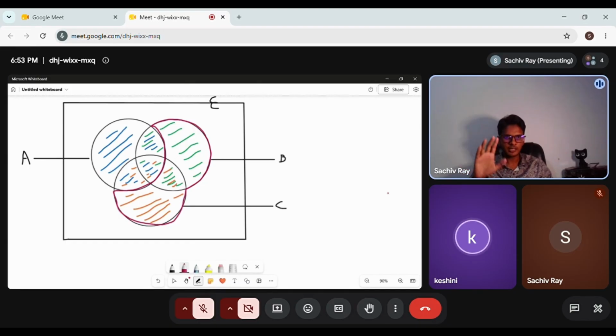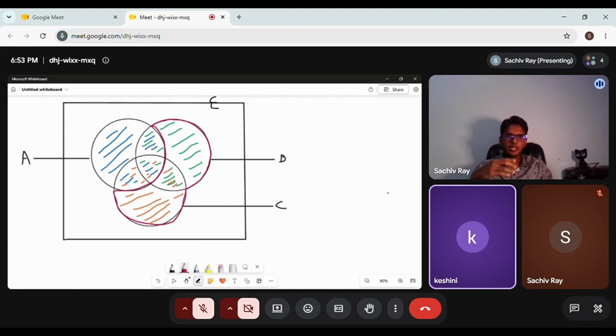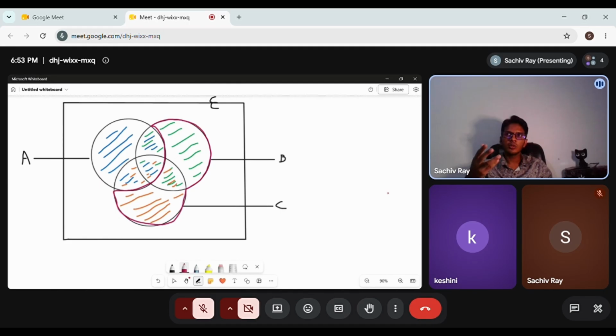Keep this in mind. Intersect means we have to see what is common. Union means we are merging them. Union means getting together. Intersect means looking at what is together.